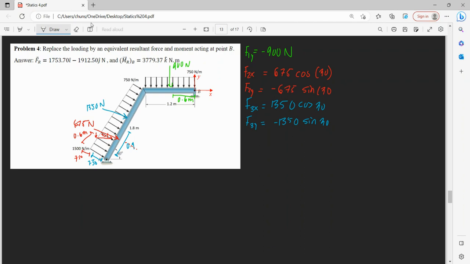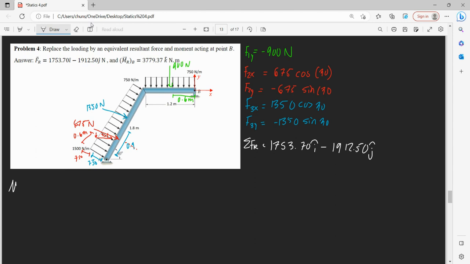So then when we find our resultant, this is equal to, so take our x components and add them, so that's 675 cos 30 plus 1315 cos 30, and that's equal to 170.53.70 i minus 1912.50 in our j direction.